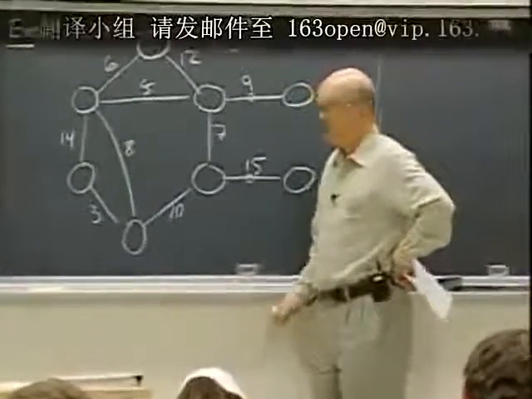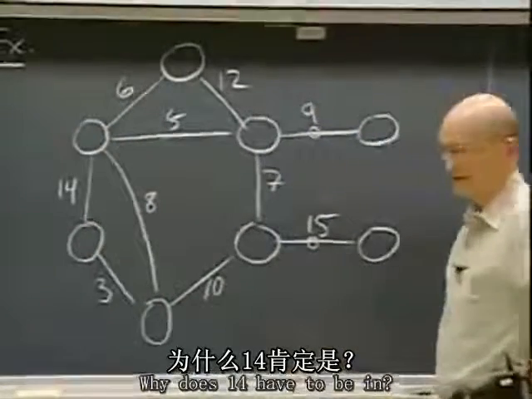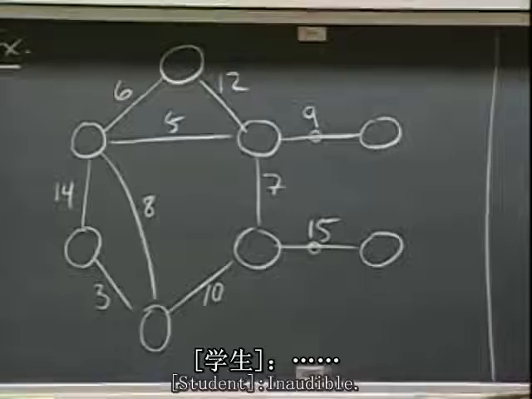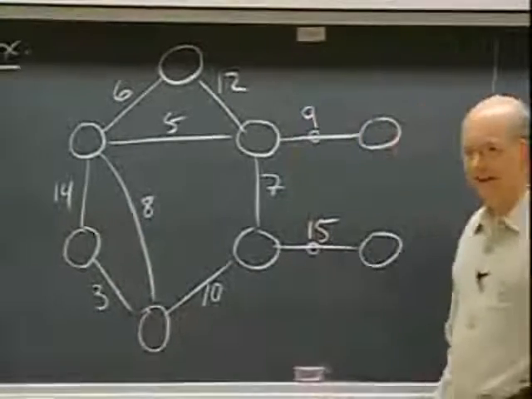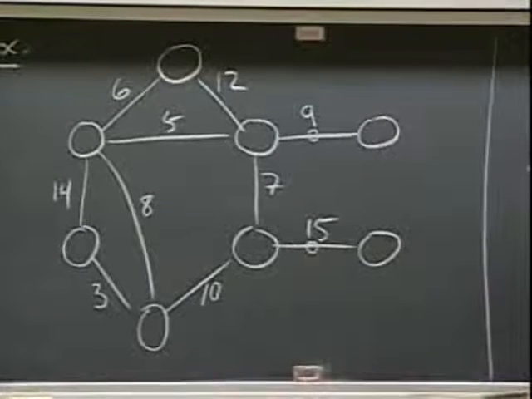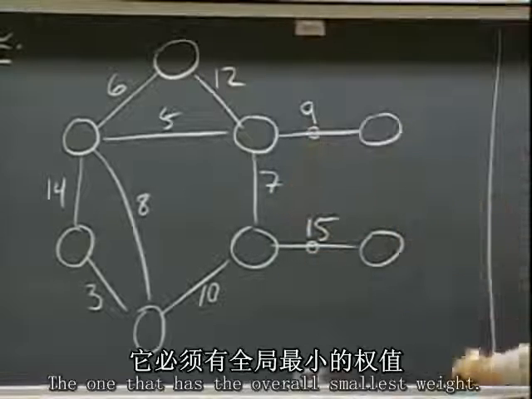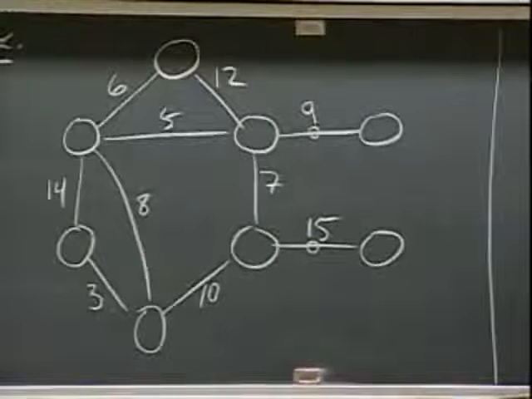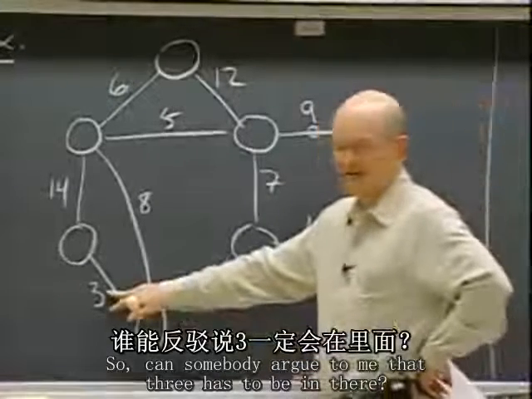14. 14 has to be in. Why does 14 have to be in? Well, one of 14 and 3 has to be in there. We want the minimum weight, the one that has the overall smallest weight. So can somebody argue to me that 3 has to be in there?